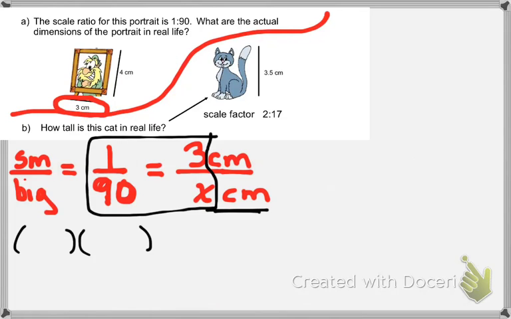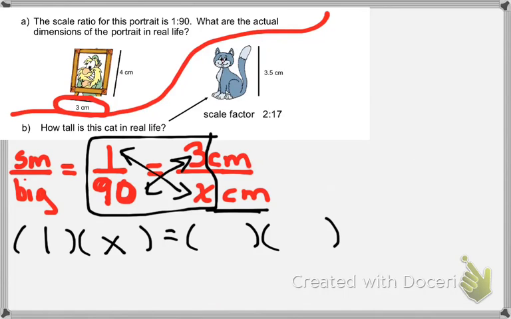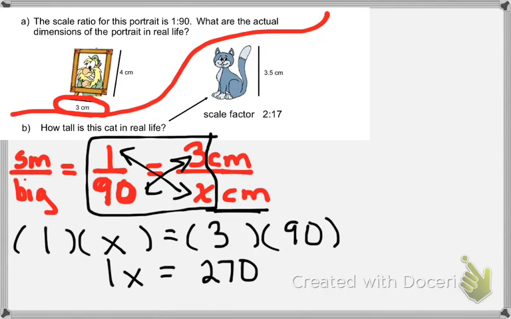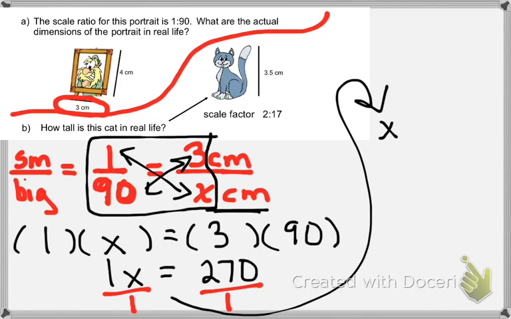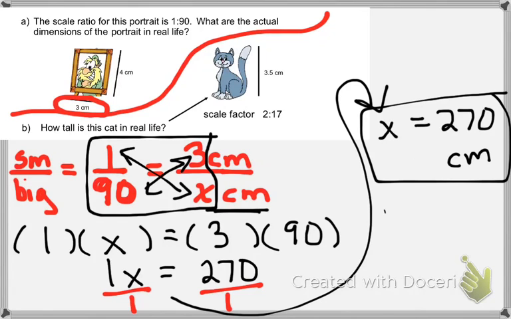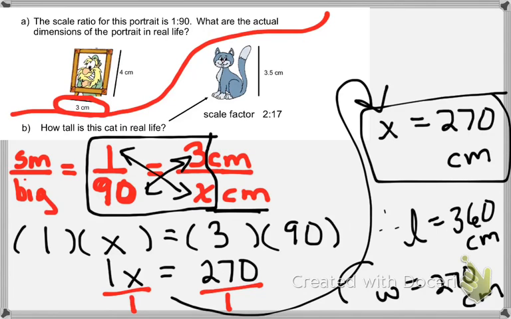Bracket times bracket equals bracket times bracket. 1 times x equals 3 times 90. So 1x equals 270. Then you're going to divide both sides by the number in front of the x in order to get the x by itself. And we end up with x equals 270 centimeters. So therefore the dimensions are: length is 360 centimeters and width is 270 centimeters.